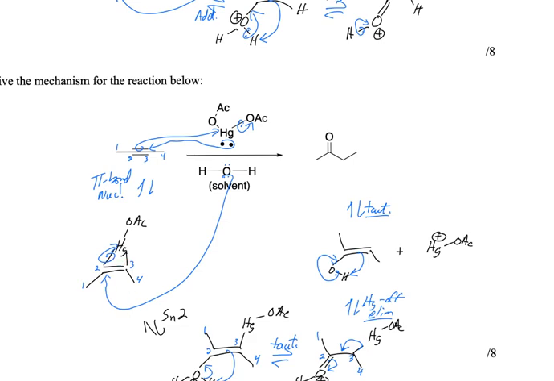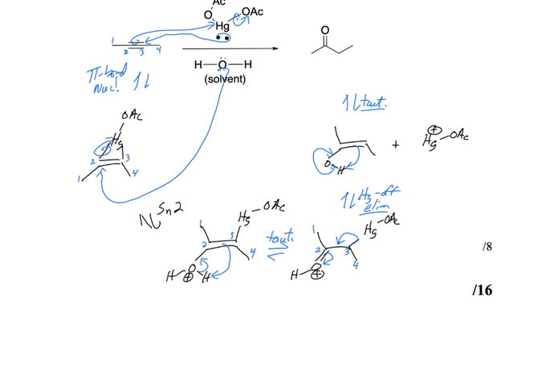SN2-like, you'll see the mercury and the water on opposite sides, then do a quick tautomerization. Different here, mercury needs to fall off, so do that elimination step. Mercury is a metal, it wants to lose those electrons. Electrons go there to remake the enol, which again, you tautomerize again.